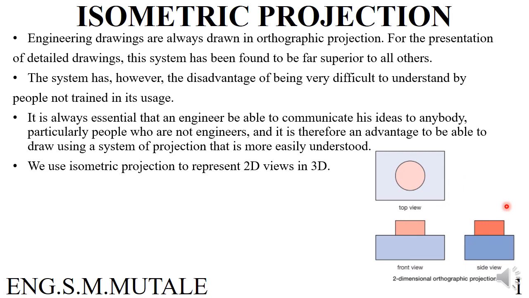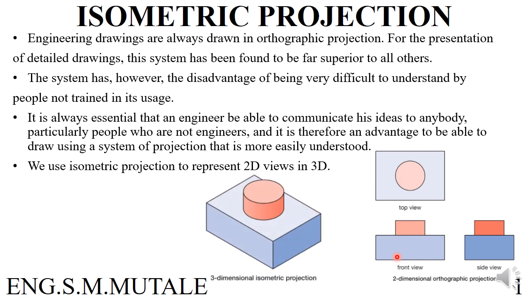For example, you may be given this, which is the orthographic projection, which has the front view, top and side, and then we can do the 3D of this. It would look something like that. So this is the isometric projection, whereas this in 2 dimensions is the orthographic projection.